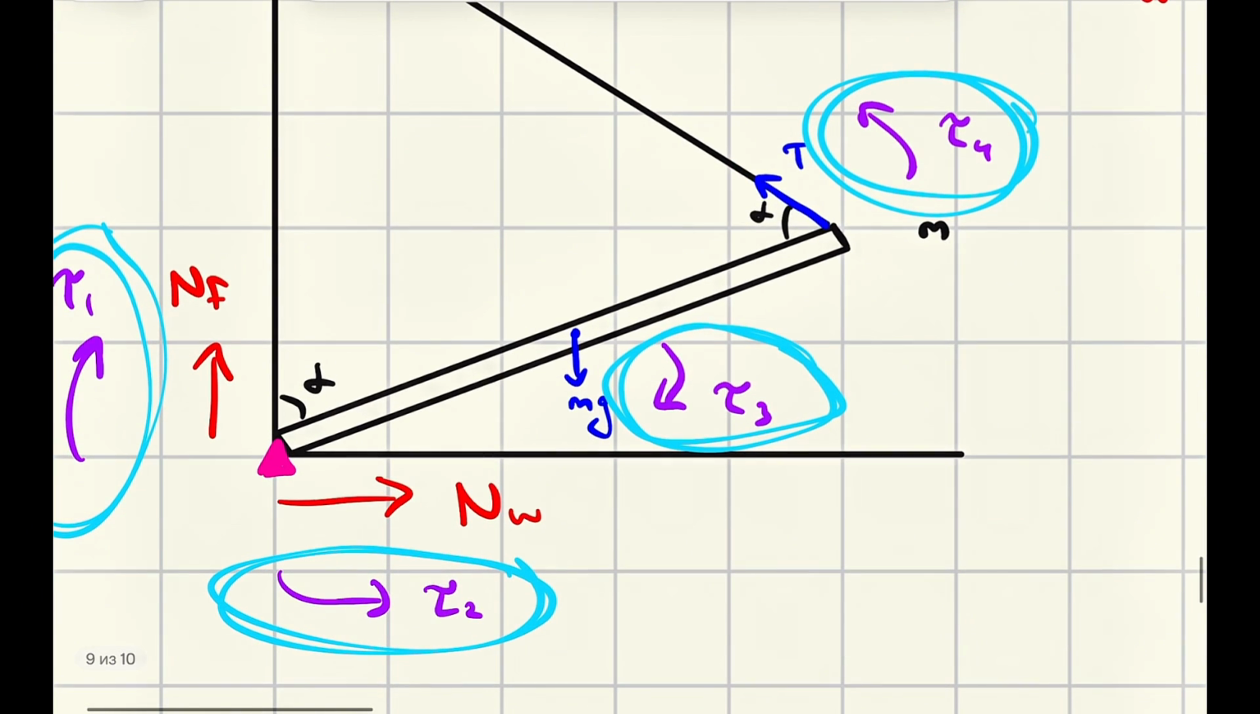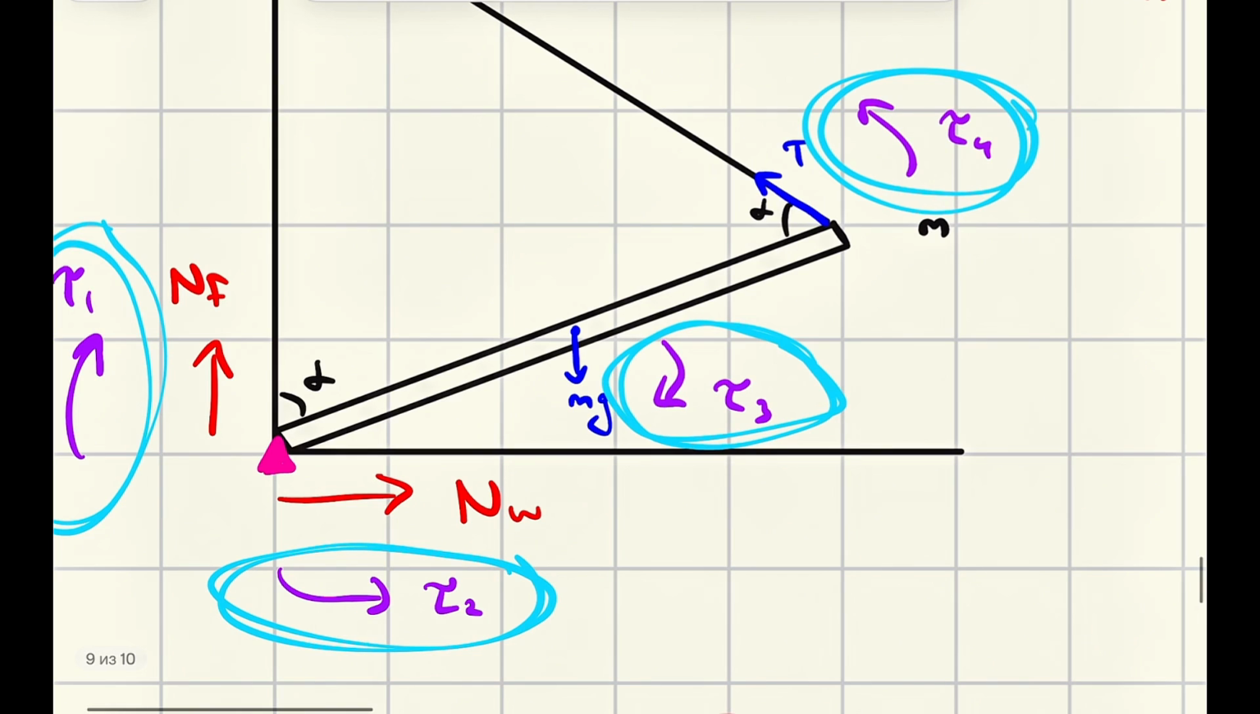And right now, torque 3 and torque 4 will not cancel out because they have some distance. We don't know what this distance is, this kind of distance. For torque 3, it is this distance. We don't know this distance, but we can give some meaning to it.